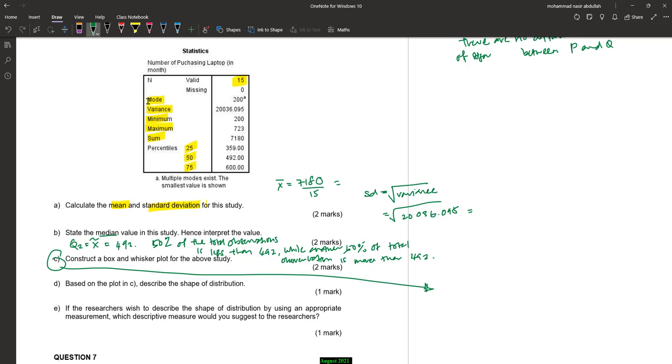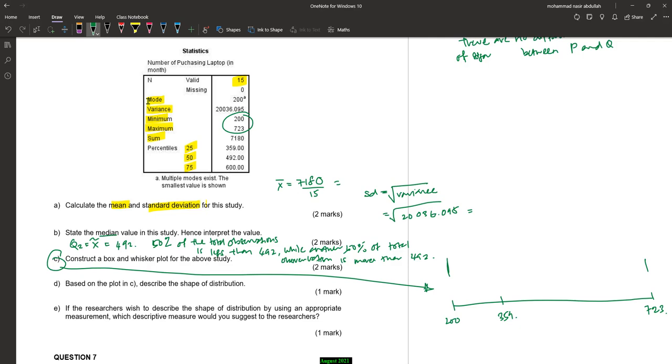Part C, construct a box and whisker plot. You construct it nicely. The minimum value is 200 and the maximum value is a bit over 700. You make your own scale. This is 200, this is 723, the minimum and maximum values. Quartile 1 should be 359, and you measure it using a ruler.